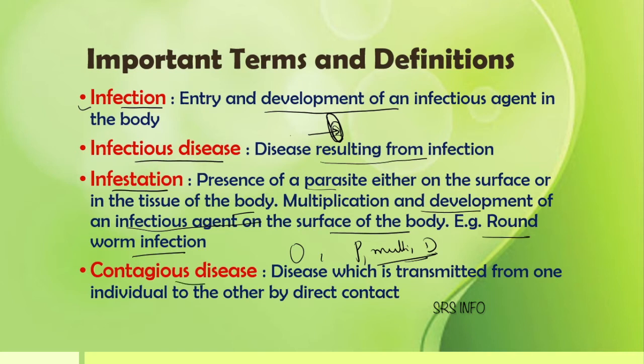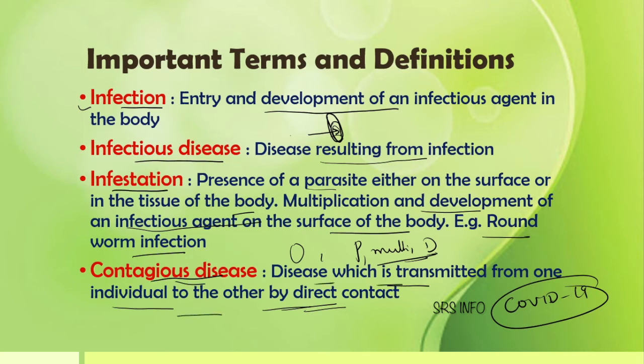Next is contagious disease. What is contagious disease? The disease which is transmitted from one individual to another by direct contact. Again, the example is COVID. If this COVID-19 patient is in direct contact with another person, then there is a high level possibility of happening the same disease to that person also. So, this infection is that much strong to give or spread the disease to another healthy person. These types of diseases are called contagious disease which is transmitted from one individual to other by direct contact.